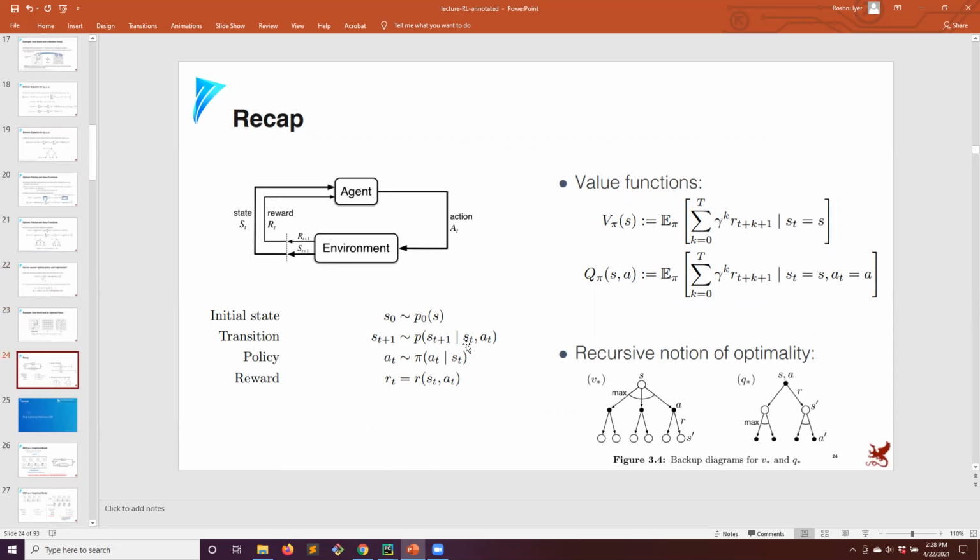Okay, so just a recap of this information. First, we have agents that interact with the environment, and the environment follows the dynamics of a Markov decision process, where the transition of the agent from one state to another depends only on the previous state and the action. We denote this to be the initial state, and this to be the transition, and the policy, which follows this probabilistic distribution over an action under this policy, and then we have a reward function.